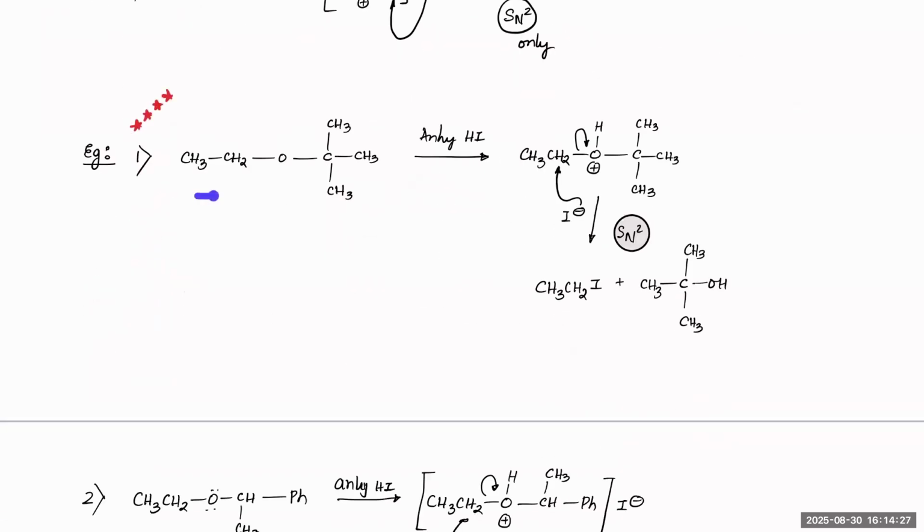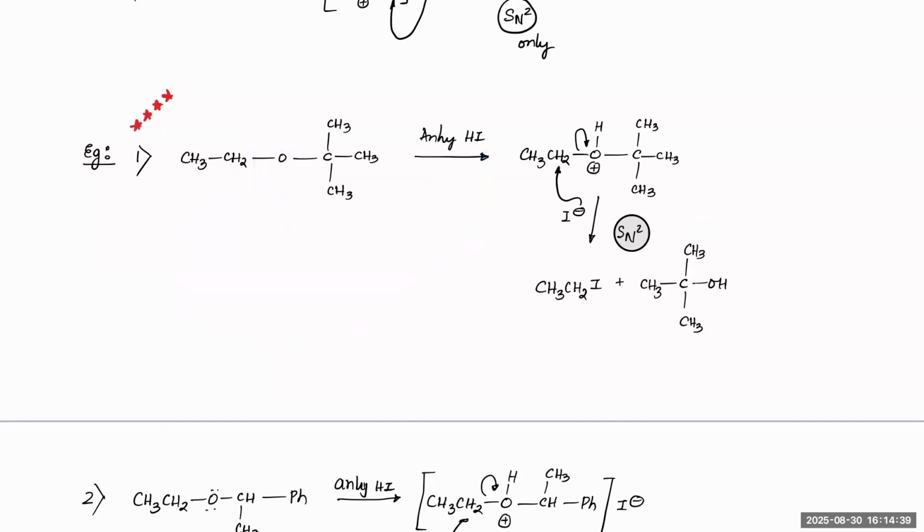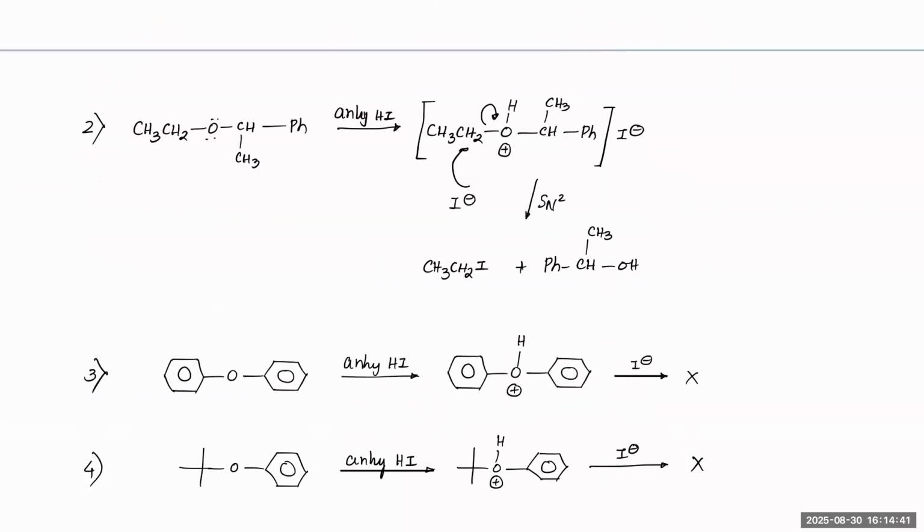For example, if you have this case, and if I take anhydrous HI, first protonation will take place. Thereafter, I minus will directly attack here, breaking this bond. It happens via SN2. Clear? Okay. Here also, if you have anhydrous HI, first protonation will take place, then I minus will attack here, breaking this bond.